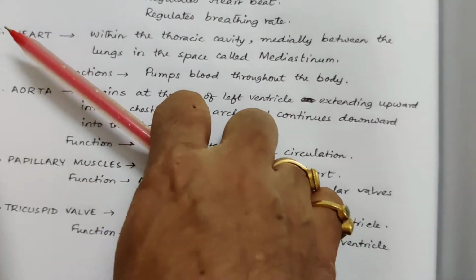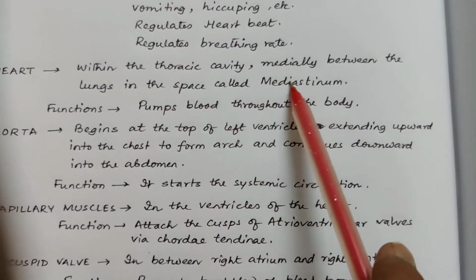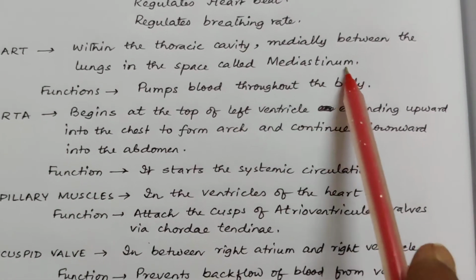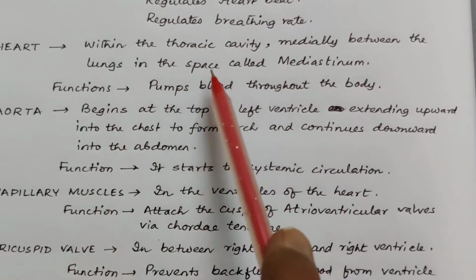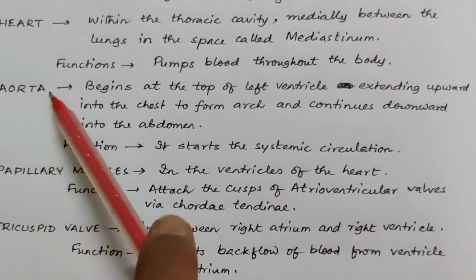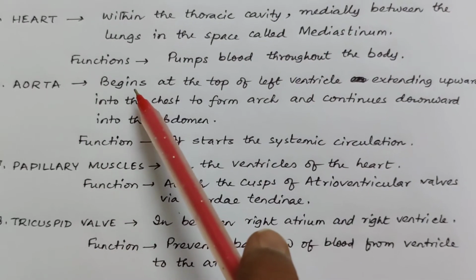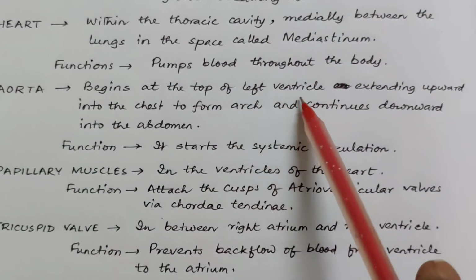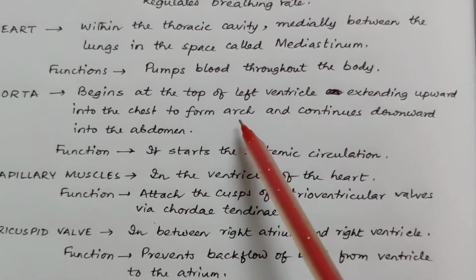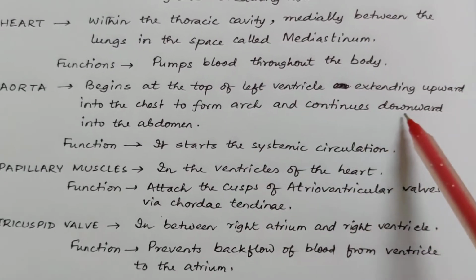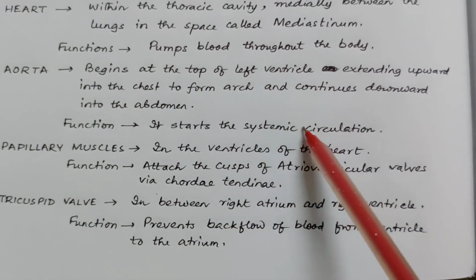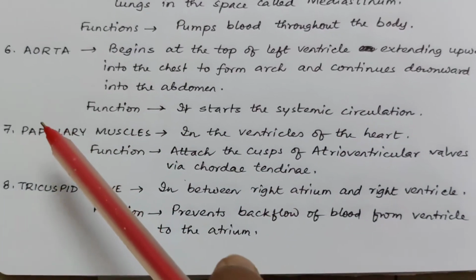Next is heart. Heart is located within the thoracic cavity medially between the lungs in the space called mediastinum. Its main function, everybody knows, it pumps blood throughout the body. Aorta. Aorta is the largest artery. It begins at the top of left ventricle. It extends upward into the chest to form an arch known as aortic arch and continues downward into the abdomen. Its function is it starts the systemic circulation of the blood.